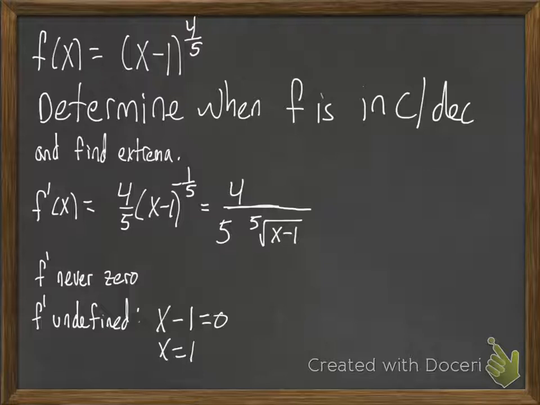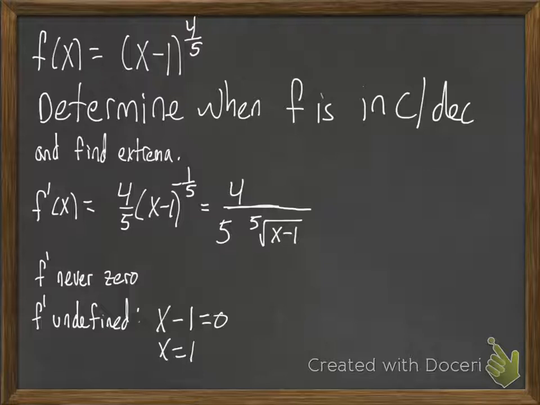You can do that by the chain rule. We get (4/5)(x − 1)^(−1/5). And then just getting rid of the negative exponent, we get 4 over 5 times (x − 1)^(1/5), or alternatively writing it as I did, the 5th root of x − 1.